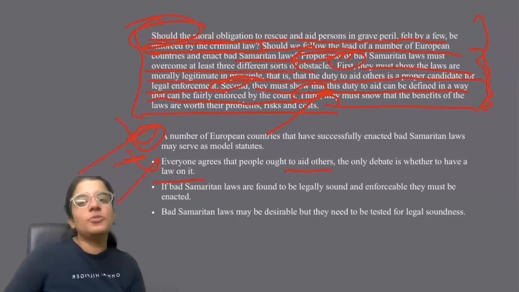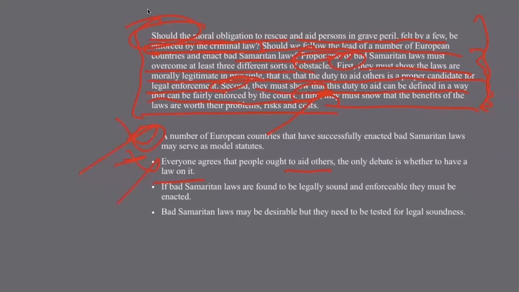Now, third और fourth option में काफी लोगों को confusion हुआ होगा, right? But there is a slight difference between these two options. See, C option क्या बोल रहा है? That if bad Samaritan laws are found to be legally sound, which means कि अगर ये तीनों obstacles को overcome कर देता है, if they are legally sound and enforceable, they must be enacted. अब passage में या paragraph में ऐसा कहीं पे भी नहीं बोला है that if we are overcoming these three obstacles, then we must enact them.